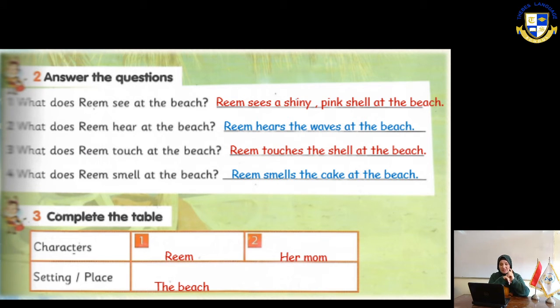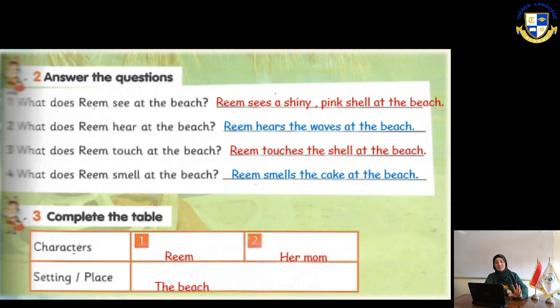What does Reem touch at the beach? She touches what? She touches the shell, which was smooth and hard. Smooth and hard. So she touches the shell at the beach. What does Reem smell at the beach? Reem smells what? When she said it smells delicious. Reem smells the cake at the beach.